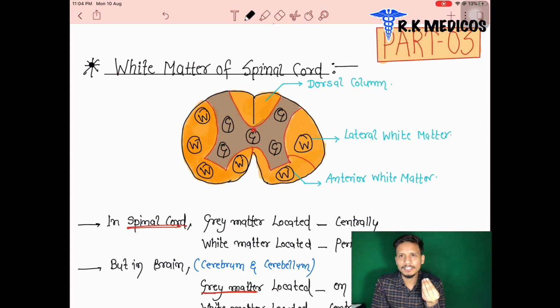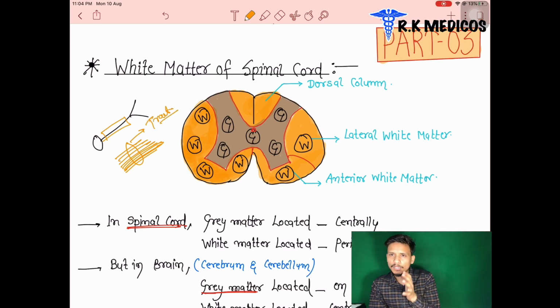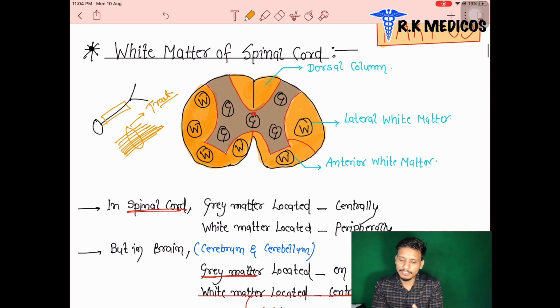What is white matter? Basically, the white matter is the collection of axonal parts of the neurons. It means, suppose this is the neuron, and this part of the neuron gets collected here. Only this part, they are collected like this. These all axonal parts collect, and that is called the tract. The collection of axonal parts of the neurons in the central nervous system is basically called a tract or the white matter.